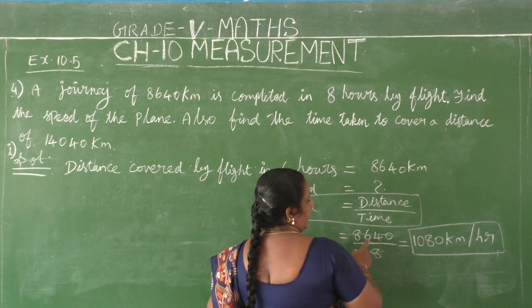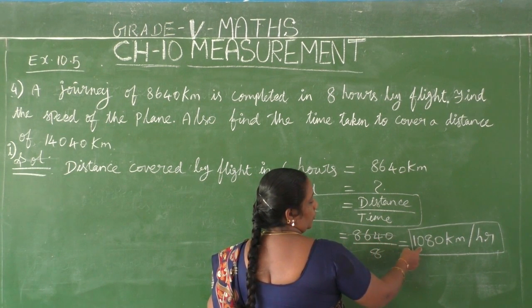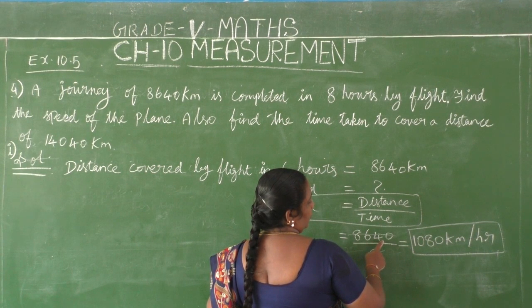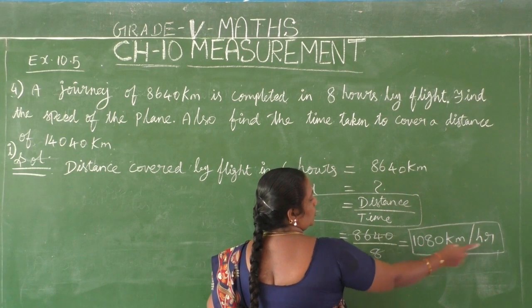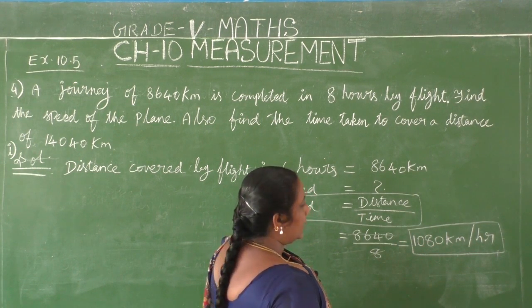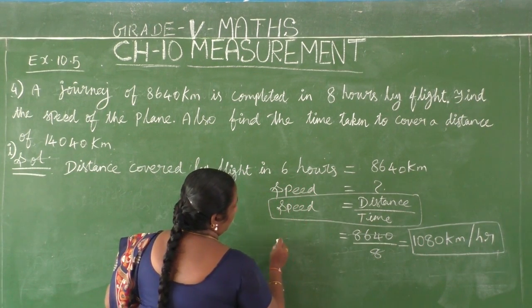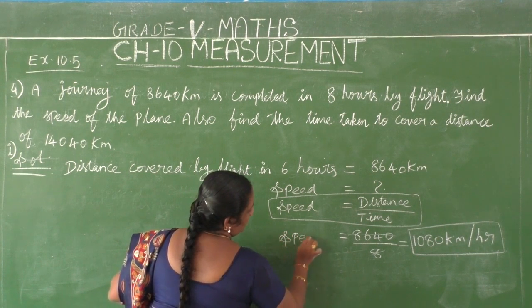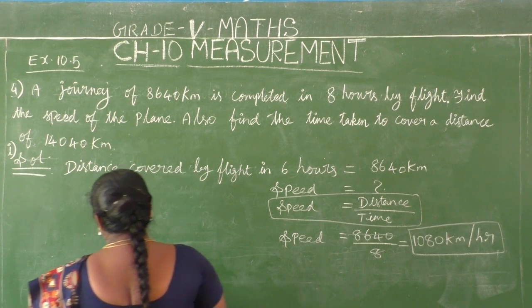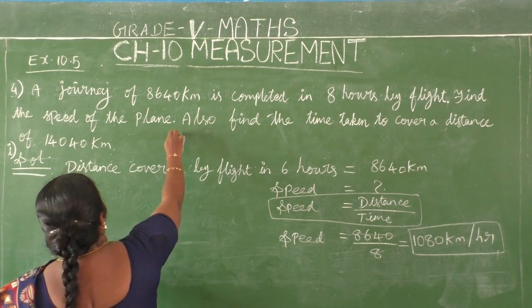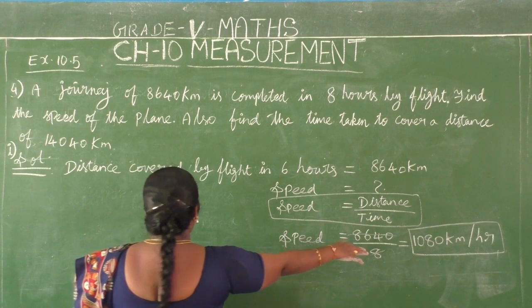Listen, ma. 1 time 1 8s are 8. 6 is the smallest number, so you have to write 0. Then 64. How many times it will come? 8 8s are 64. 8 times 0. So 1080 kilometer per hour. So what is the speed? The speed is 1080 kilometer per hour.